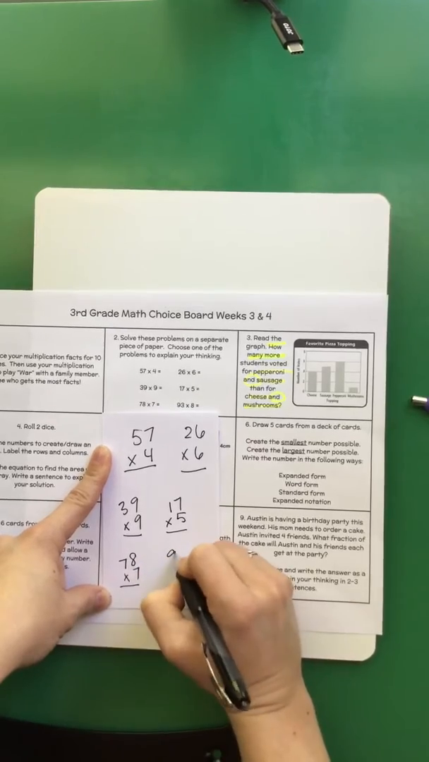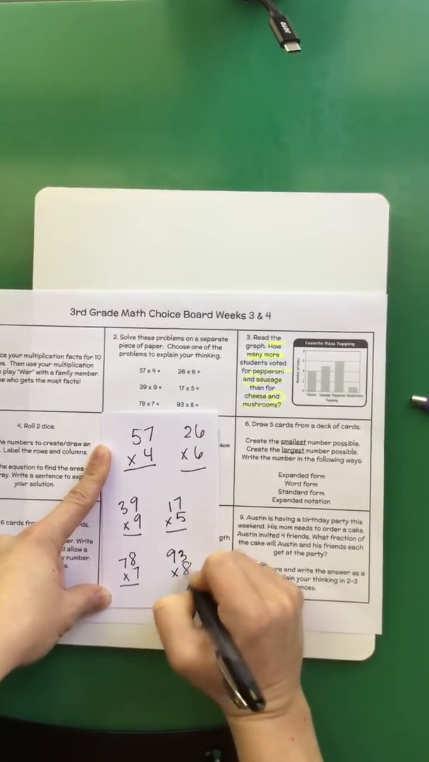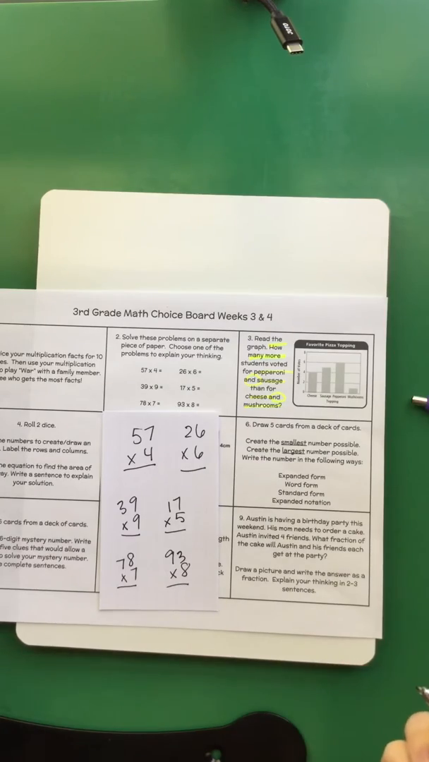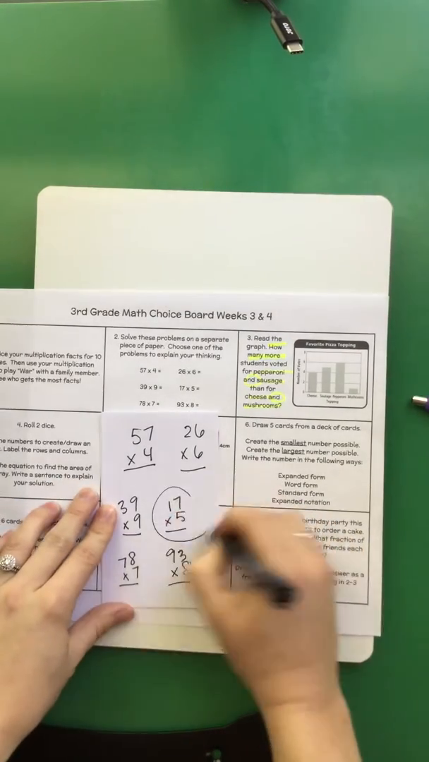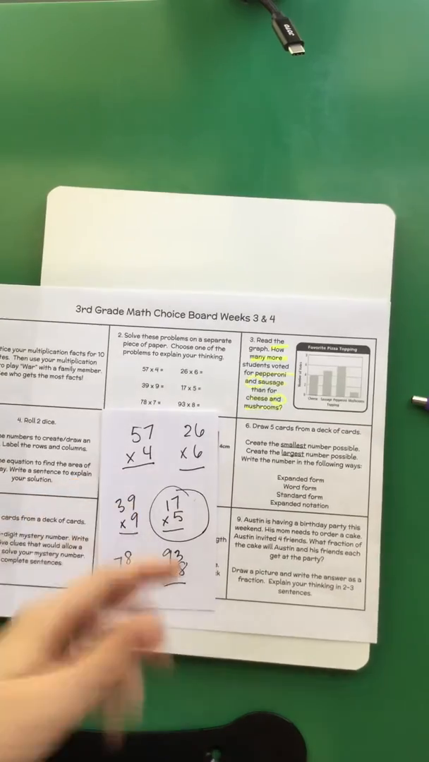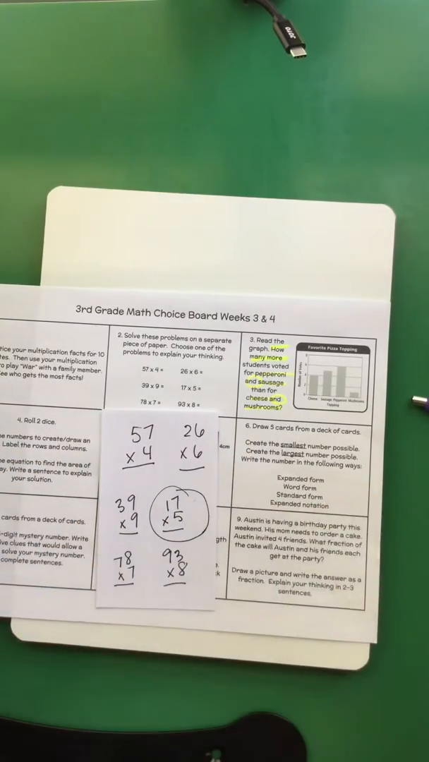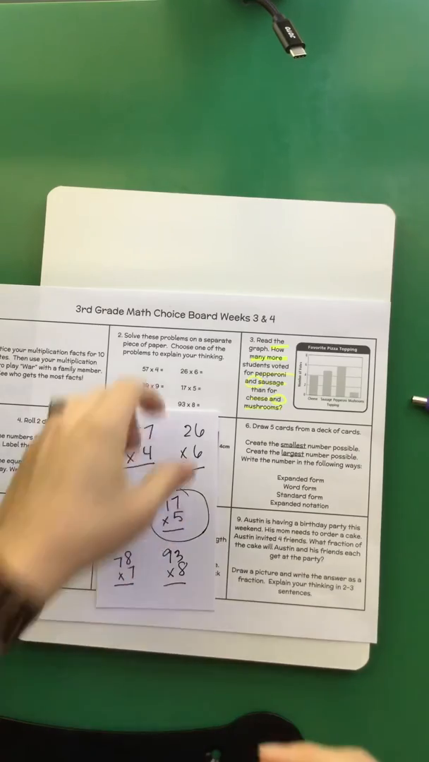That way you can show all of your work the right way. And you're going to work all these out, and then it says choose one of the problems to explain your thinking. So one of them that you felt very confident on, I would just circle it, and I can record a video and send it to the teacher to explain my thinking, or you can write it out if that's easier, like write some sentences to explain it.